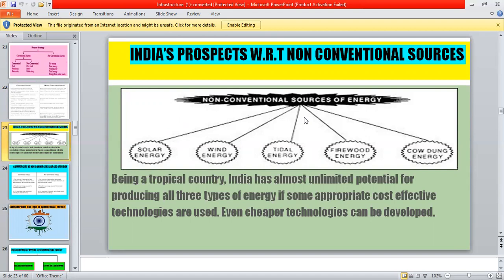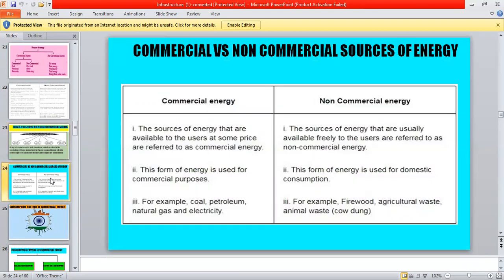Now, in India, it is a tropical country, and there's unlimited potential for solar energy, wind energy, and tidal energy. There is a huge potential, but appropriate cost-effective techniques are needed, and cheaper technologies can be developed. If we recollect that in our school, we are having solar energy. All our electric points are being run by the solar energy.